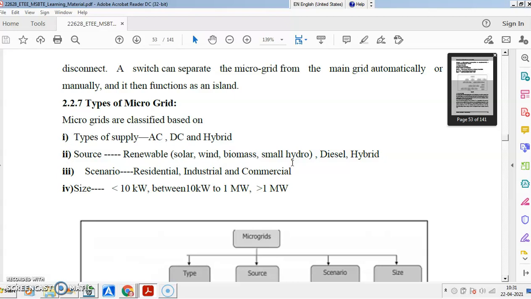Did you understand? That is the main aim of learning emerging trends. All these are emerging trends. Okay.